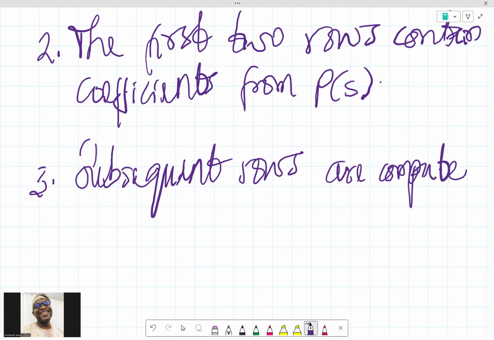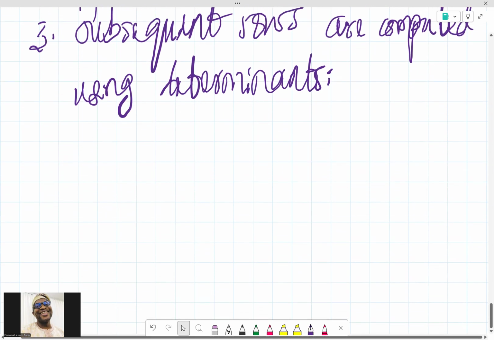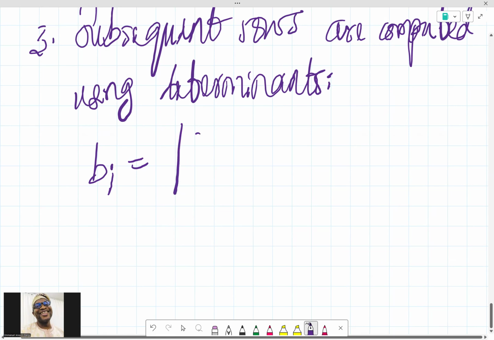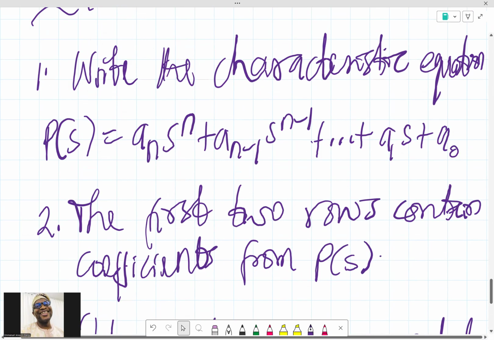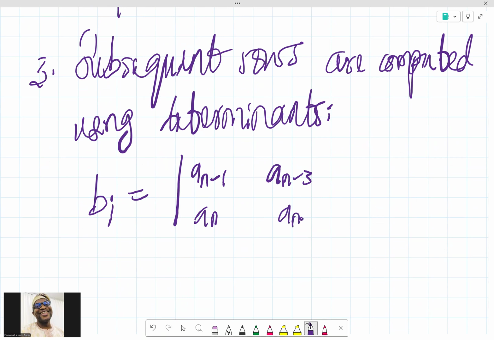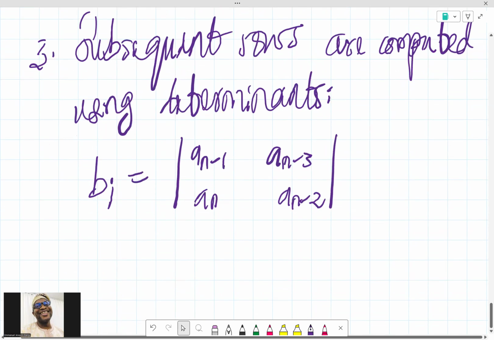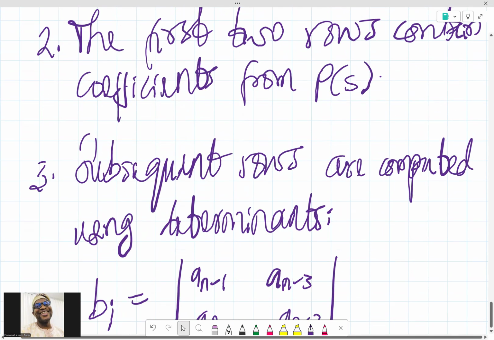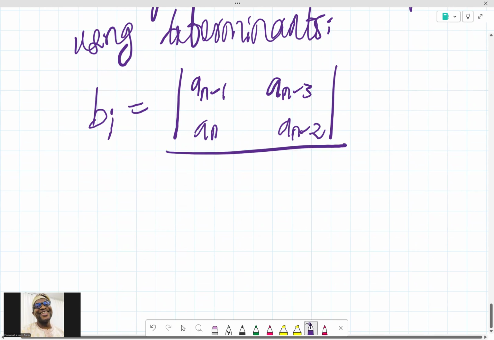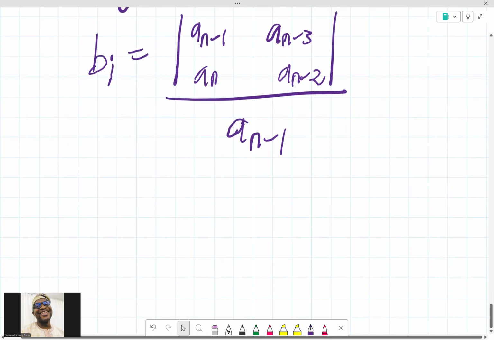are computed using determinants. And we came across the idea of determinants starting from matrices. That was the very first playlist on this channel. So we have b_1 equals the determinant of a_n-1 and a_n-3 on top, a_n and a_n-2 below, all divided by a_n-1. Note that a_n-1 is the second coefficient, so you have a_n-1, then skip one to a_n-3, then come down to the very first one, a_n, and then the next one after a_n-1. So that second determinant is really important in this situation.